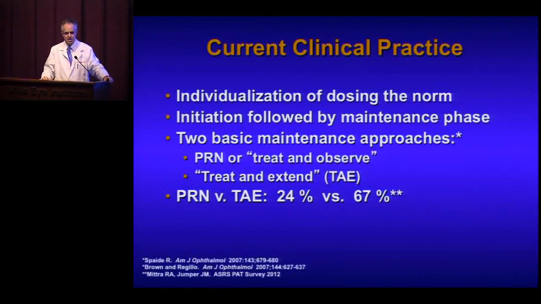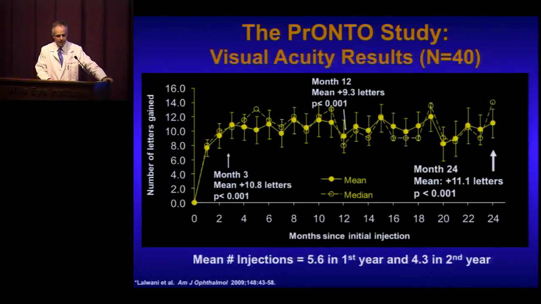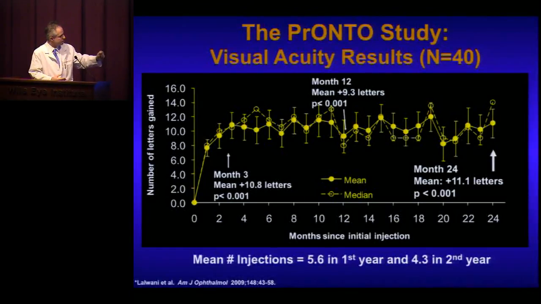So what treat and extend is you treat at every visit, but you're just extending the visits if the patients are doing well. But PRN therapy, or treating as needed, was first demonstrated to have a pretty good outcome in this small PRONTO study. This was done by Phil Rosenfeld at Bascom Palmer with a mean of 5.6 injections in the first year.